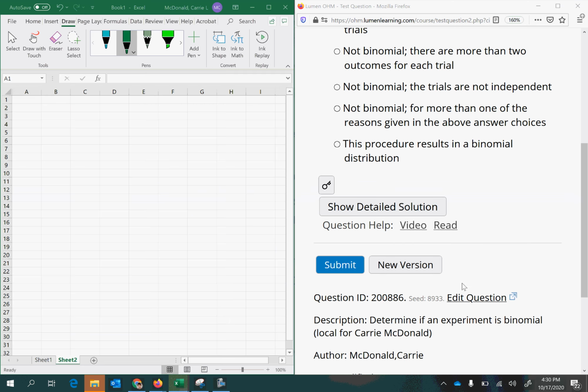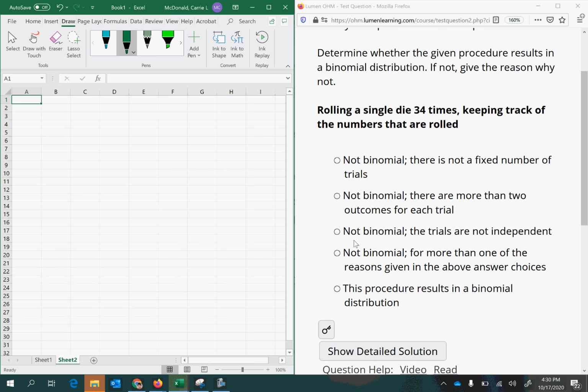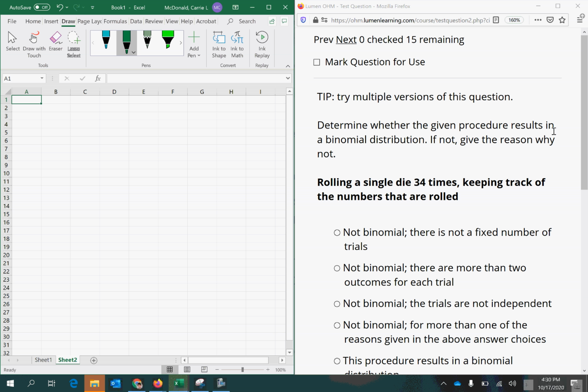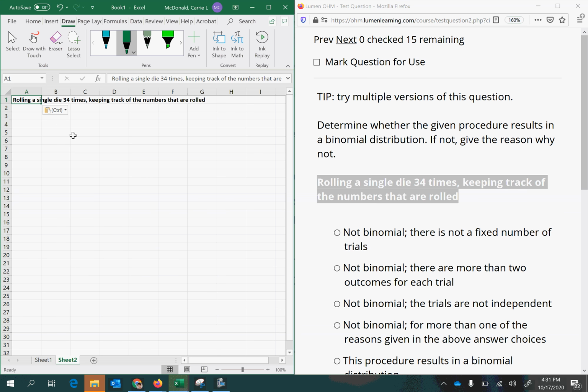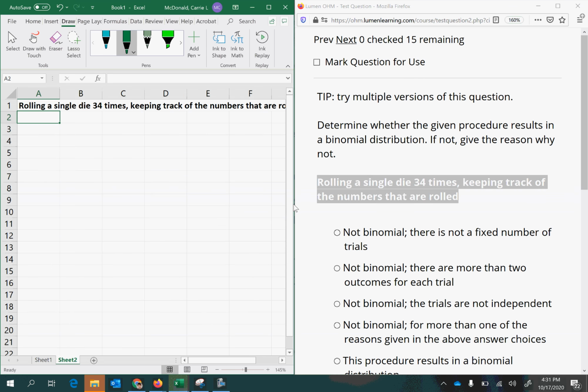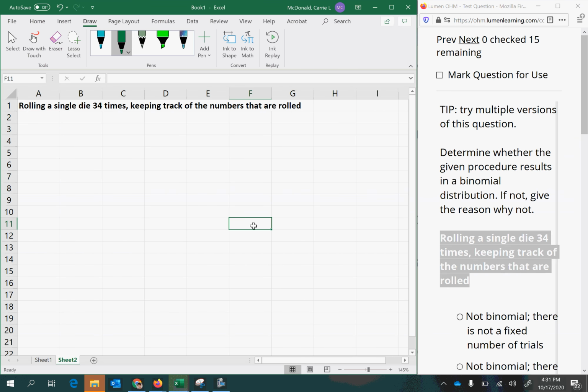possibilities here. The first one is: determine whether the given procedure results in a binomial distribution. If not, give the reason why. Okay, first of all, rolling a single die 34 times and keeping track of the numbers that are rolled. All right, so we want to check the three requirements. Remember, we want to know if there's a fixed number of trials.